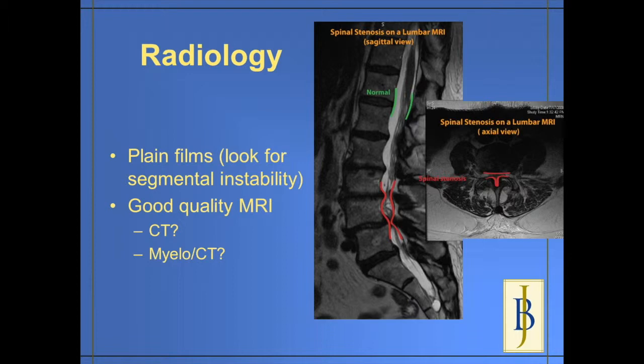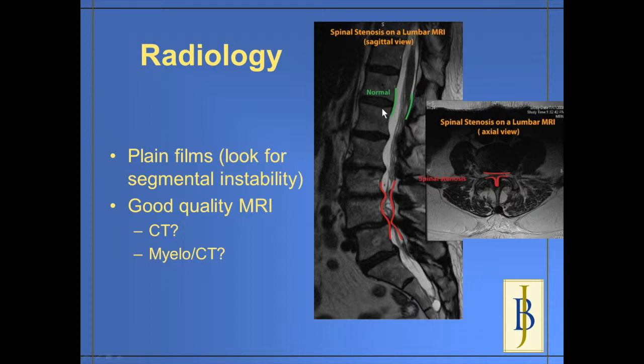On the X-ray, plain films, very easy once again to get in the clinic. We want to make sure that we don't have any of the previous things that we saw, such as the spondylolisthesis or the disc disease. The MRI does a really good job of helping us diagnose the spinal stenosis, however.